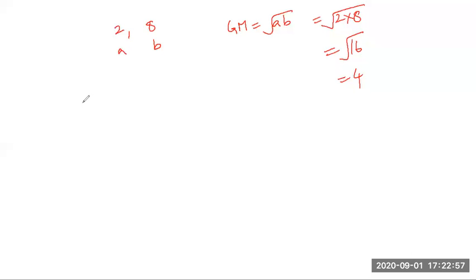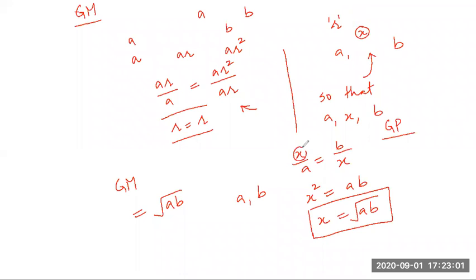So once again, the student is having a doubt about what is x. So students, x is any number inserted between a and b such that a, x and b are in geometric progression. So we are learning how to insert a single positive number between two given numbers a and b.